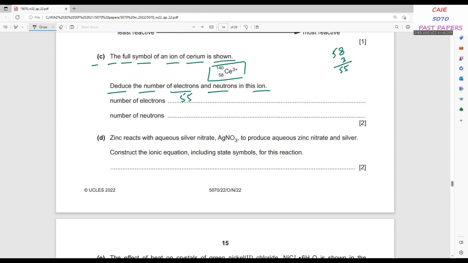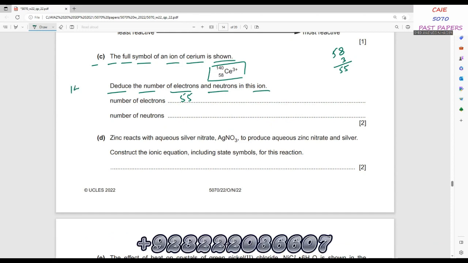What about the number of neutrons? You have to subtract 58 from 140. Should be 82.